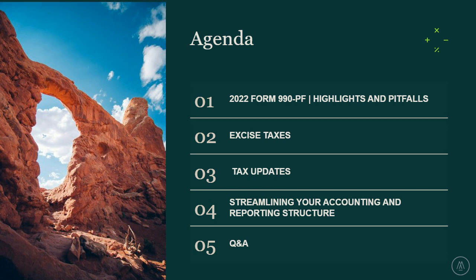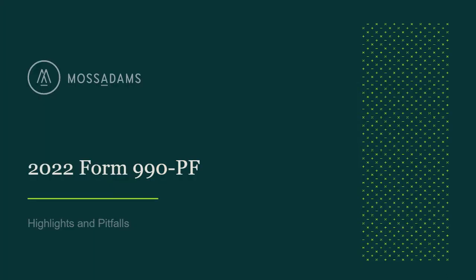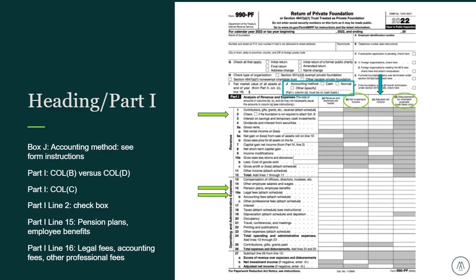Great. Thank you, Amy. Today we'll cover the Form 990 PF, highlights and pitfalls, talk briefly about excise taxes, some quick tax updates, streamlining your accounting and reporting structure, and if we have some time, some Q&A and some other housekeeping items towards the end. With that, we'll kick it off with the Form 990 PF.